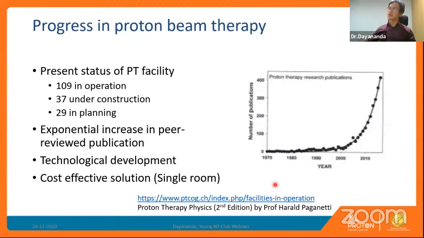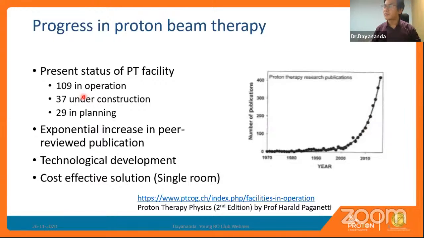in the recent past, especially in the last two decades, there has been tremendous interest shown in proton therapy, as can be seen from this evidence. You can see over here that the number of publications has increased exponentially in the last two decades. At the same time, the number of installations across the world has increased significantly.